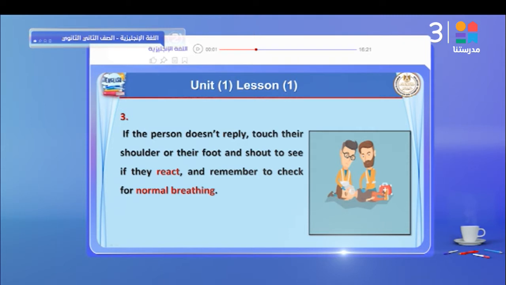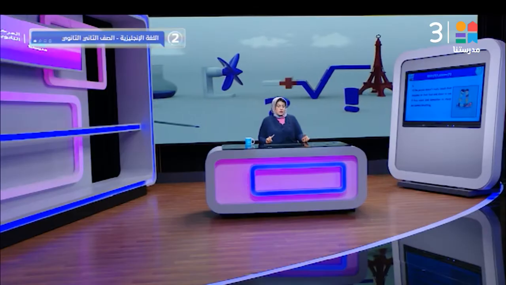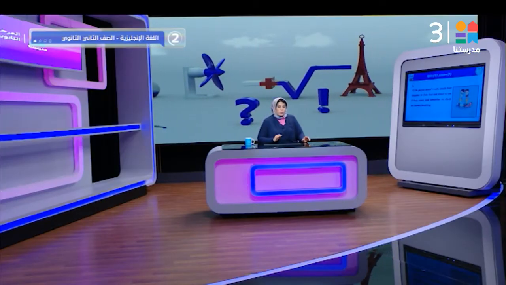And remember to check for normal breathing. Remember to check for normal breathing. What does the phrase normal breathing mean? Breathing is inhale and exhale. Okay? That is respiration. So normal breathing means that they breathe normally with no problem. Okay? So as you see here, we have those different tips.